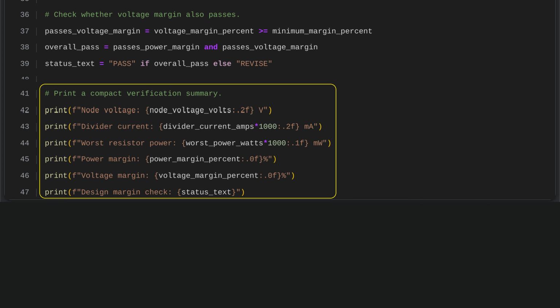The code reports key circuit design results in a readable format: node voltage in volts, divider current in milliamps, and worst-case resistor power in milliwatts. It then shows the power and voltage margins as percentages to indicate how far the design is below its rated limits. Finally, it prints an overall pass or revise status to summarize whether the design meets the required safety margins.